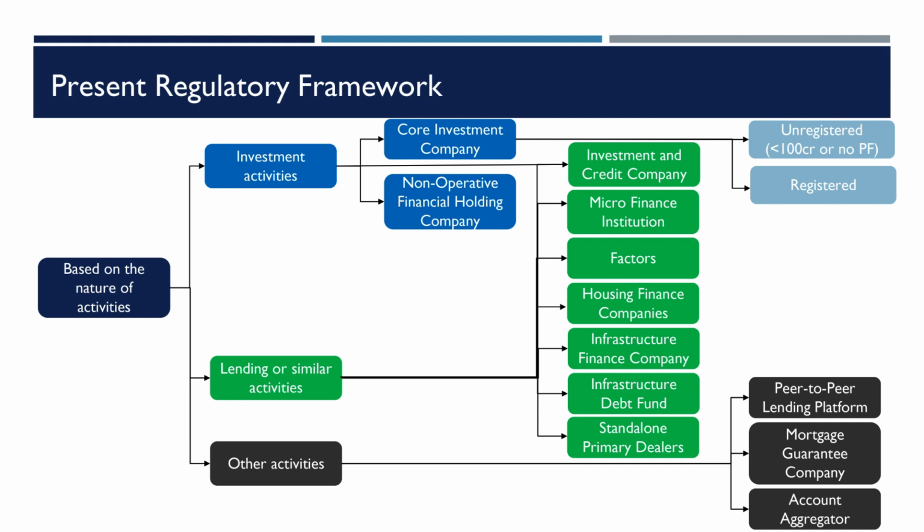Now I have to determine whether this company is an unregistered CIC. The first thing I check is whether the asset size is less than 100 crores. If yes, I pronounce at that very moment that it's an unregistered CIC. However, if the asset size is more than 100 crores, then I apply the second test. The second test checks whether I have customer interface, which most CICs won't have, or whether I do not have access to public funds.